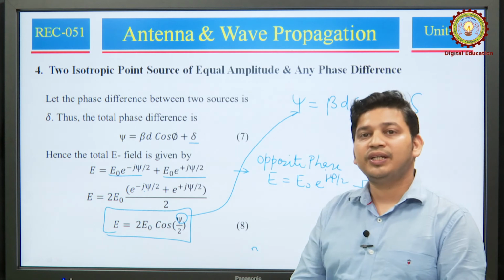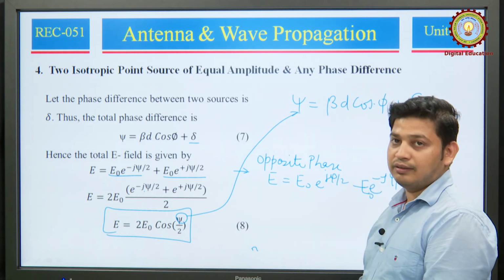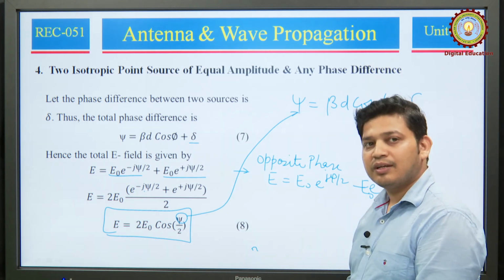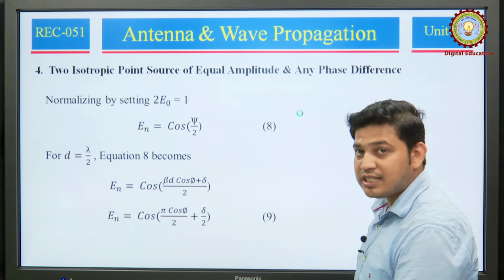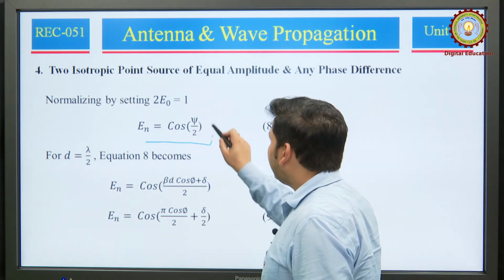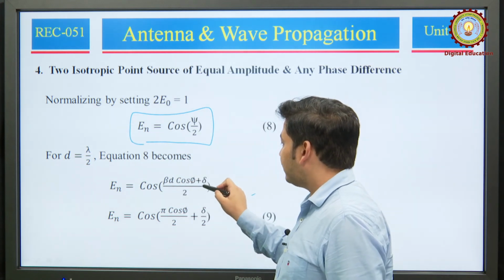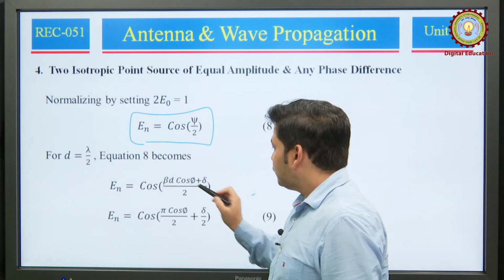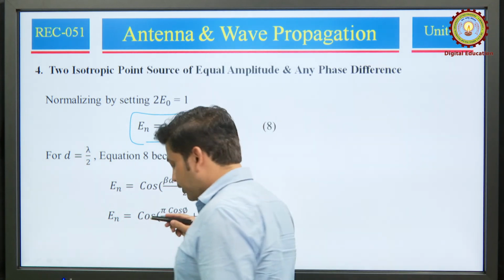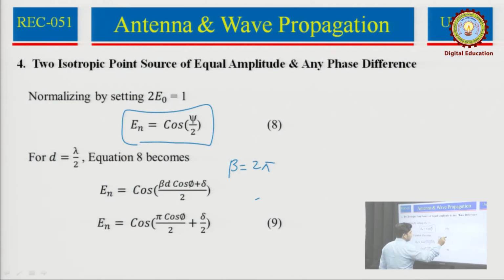Earlier it was β d cos φ, now it is β d cos φ plus γ, or δ, whatever you define, it is up to you. So, this way we have to again normalize, same process, and now we open by putting ψ equal to (β d cos φ plus γ) divided by 2. Or we can rewrite, β is nothing but 2π by λ.